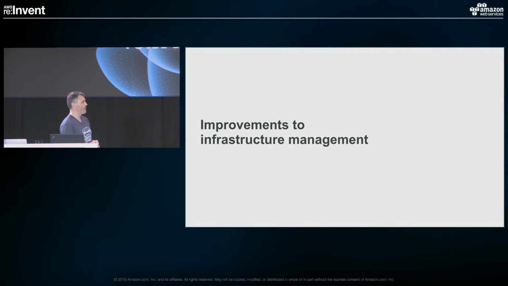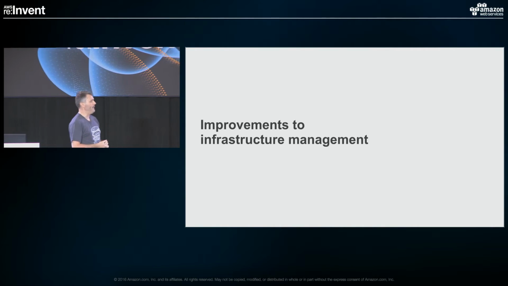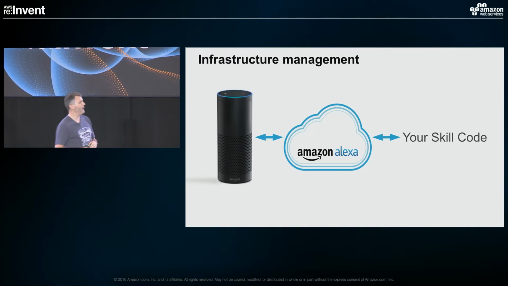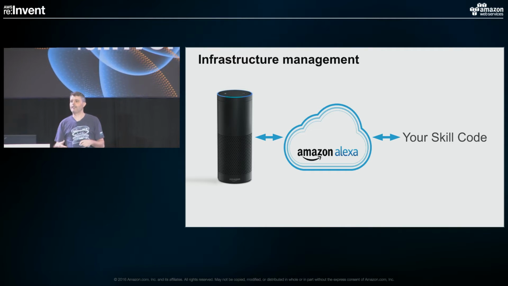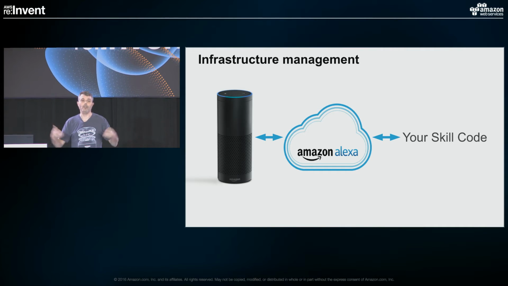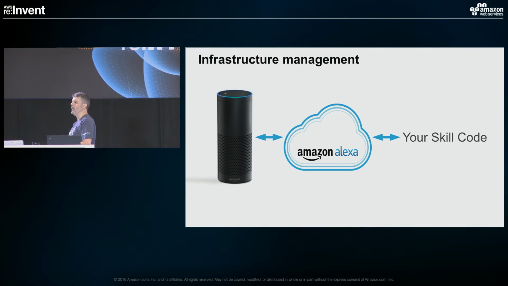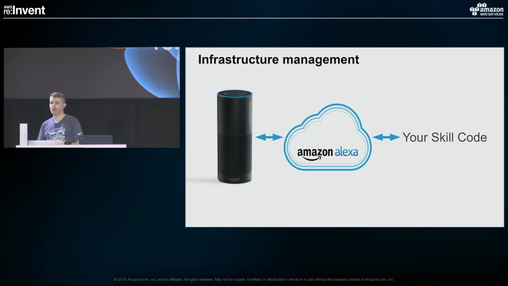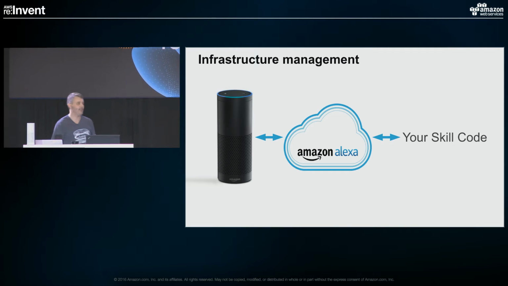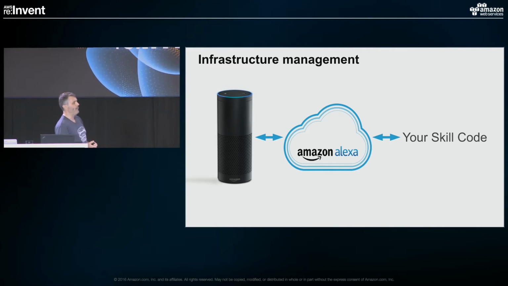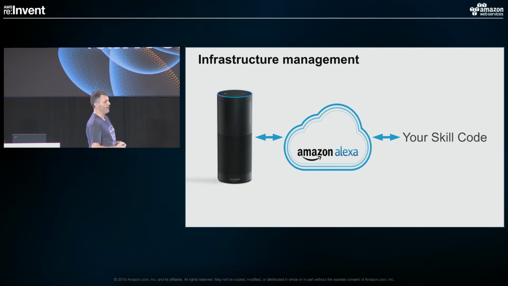So what about the infrastructure? When you design or deploy a skill, you have the Echo, you have the Alexa service, and then you have your code, and you need to host that code somewhere. As I said, it might be any programming language, any type of endpoint. We are perfectly happy if you're hosting your skill code on HTTPS, on a PC below your desk. It might be in any cloud provider, but of course we have a preference for AWS.